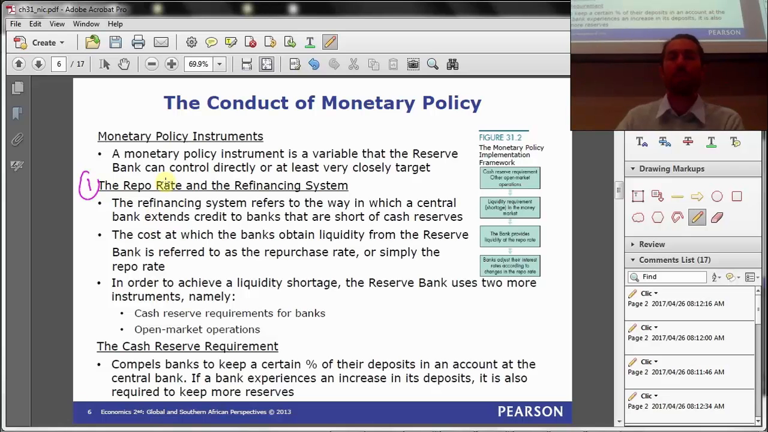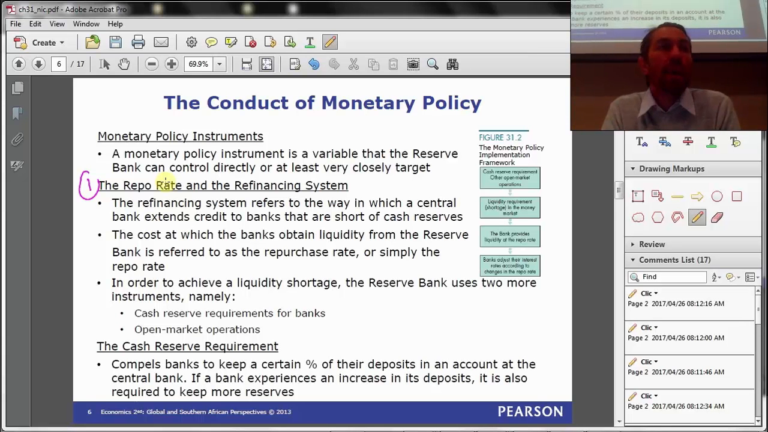So what is the repo rate? The Reserve Bank says to the commercial banking system, if you are short of cash reserves, okay, so at the end of the day, you need to keep a certain amount of your deposits on reserve in cash at the Reserve Bank. If you do not have enough cash and you are not able to borrow cash from another commercial bank that has excess cash, you can borrow the cash directly from us.